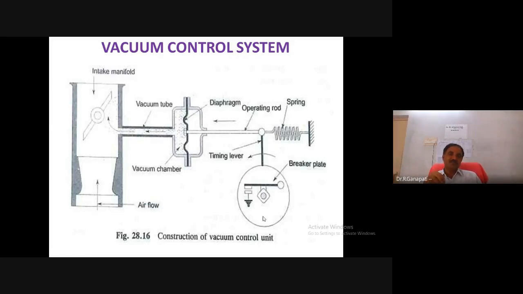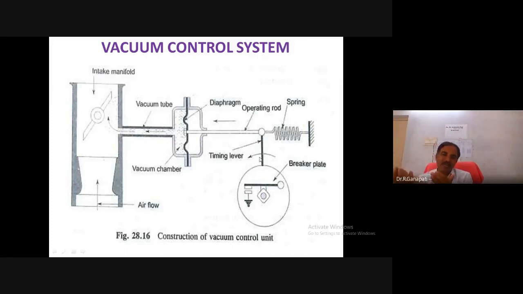When we start the engine, all of you know that initially there is a vacuum. From the vacuum tube, the vacuum will be sent to the intake manifold. At the time, in the vacuum chamber there is a diaphragm. The diaphragm will be moving toward the left. When the diaphragm moves toward the left, it can pull the operating rod. And the operating rod is connected to the timing lever. The timing lever is connected to the breaker plate, and it can change its position.